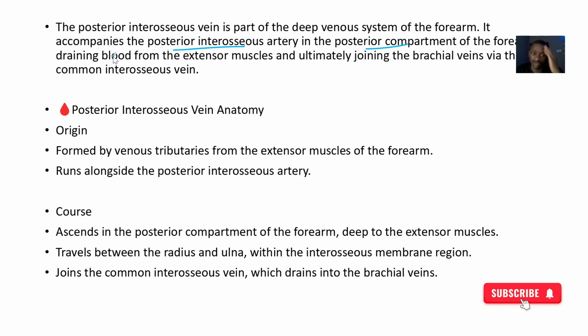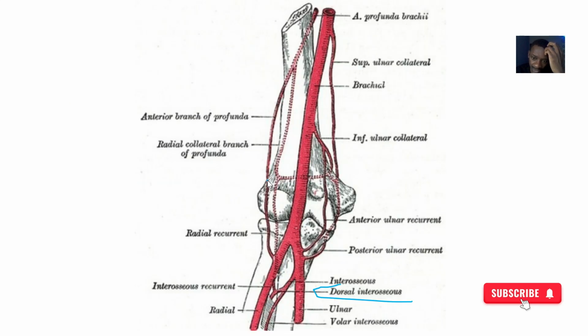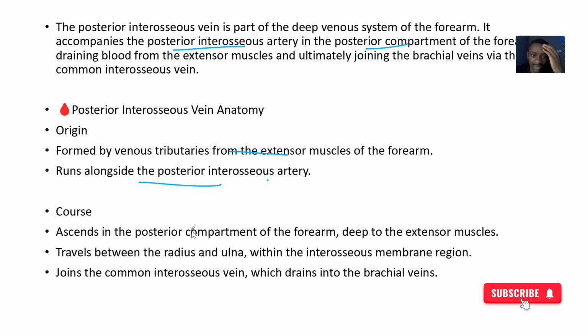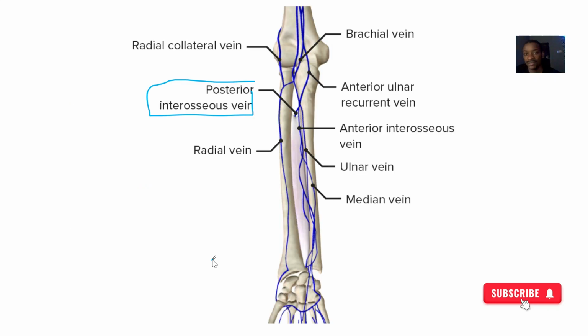So moving on, the origin: it is formed by venous tributaries from the extensor muscles of the forearm, and runs alongside the posterior interosseous artery. Okay, so it ascends in the posterior compartment of the forearm, deep to the extensor muscles. It travels between the radius and the ulna, in the interosseous membrane region. So it joins the common interosseous vein, which now drains into the brachial veins. Okay, the brachial vein there.